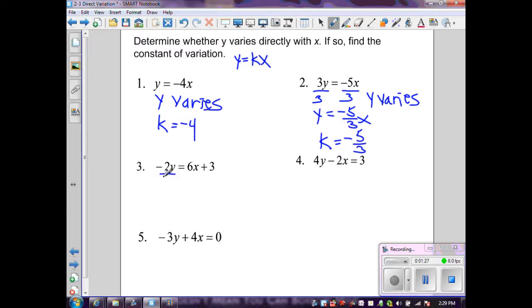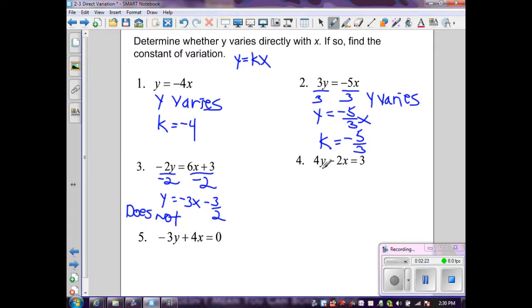Number 3, if I solve both sides by dividing by a negative 2, that'll solve for y. Remember, negative 2's got to go into both elements, no matter if they go in evenly or not. Y equals 6 divided by negative 2 is a negative 3x. And this is going to be a positive 3 over 2. This is not written in the form of y equals kx. That looks like this part of the section is valid, but it has another constant to it, which is not part of direct variation. So here, this does not work. And I'm just going to write does not for y does not vary directly with x.